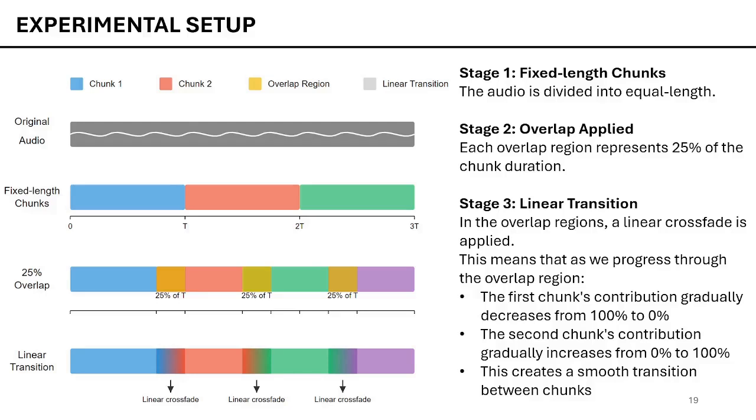Next, 25% overlap is introduced. Instead of placing each chunk directly after the previous one, it is shifted backwards by 25% of its duration. This creates overlapping regions. Then a linear crossfade is applied in the overlapping region. In this process, as the transition progresses, the first chunk's contribution gradually decreases from 100 to 0%. Simultaneously, the second chunk's contribution gradually increases from 0 to 100%. This approach creates seamless transition, preventing abrupt changes that could introduce audio artifacts.